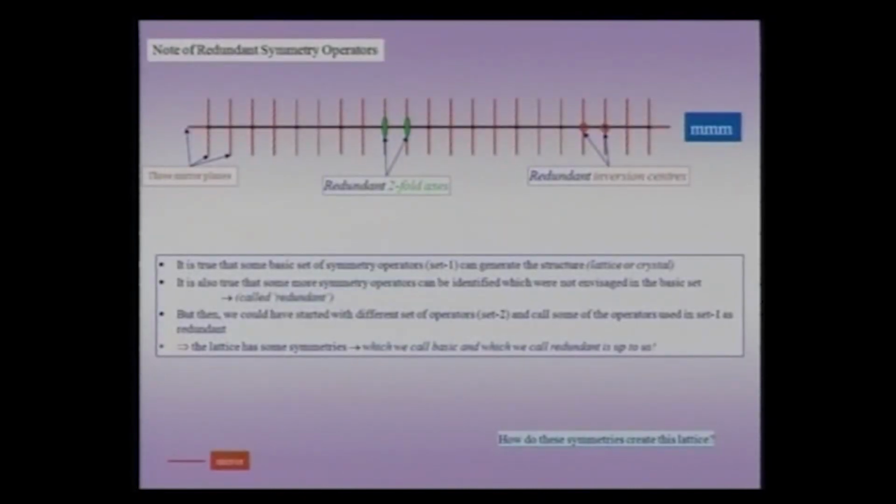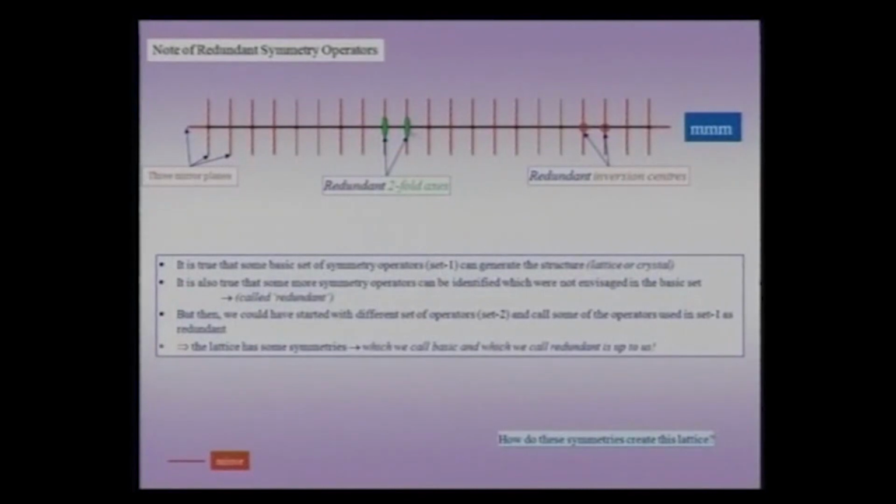Additionally, of course, you could also consider two-fold axes, which are also redundant symmetry operators. The inversion can be replaced with a two-fold because in 1 dimension there are no left-handed or right-handed objects which can distinguish a two-fold from an inversion operator. So since there are no left-handed or right-handed objects in 1 dimension, we can use either an inversion operator or a rotation operator to generate this lattice.